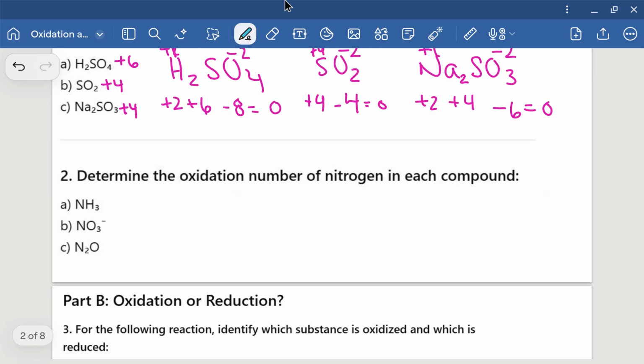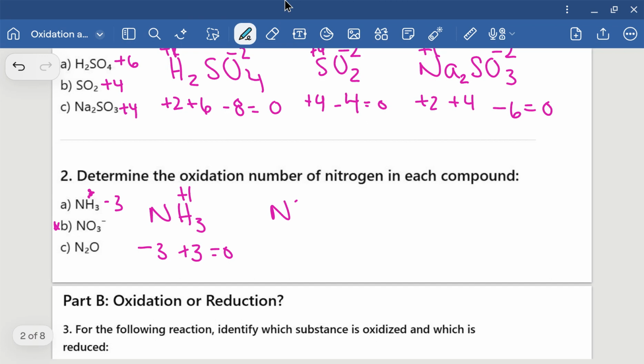Looking at the next one, this one's asking about nitrogen. Really the biggest change here is the one on B when we have an ion. But we're doing the same thing. I'll just do it over here again. NH3, let's assign hydrogen. It's always +1, and there's 3 of them, so that's +3. So nitrogen would have to be -3 to add to 0. So that first one's -3.